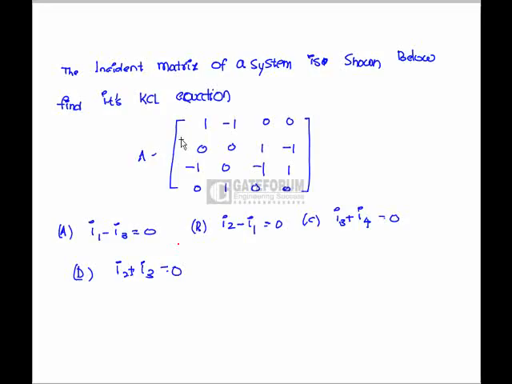The incidence matrix of a system is shown below. Find its KCL equations. Here these are the node numbers 1, 2, 3, 4, and these are the currents I1, I2, I3, I4. If the current is entering the node, we take it as minus 1. If the current is leaving the node, we take it as plus 1.